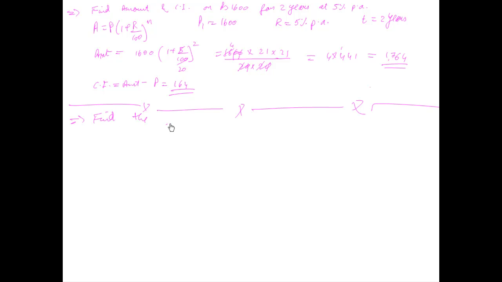Find the amount and CI on rupees 8,000 at the rate of 10% per annum, compounded half yearly, for 1.5 years. So children, in a sum like this, we'll use this other formula, which is half yearly.